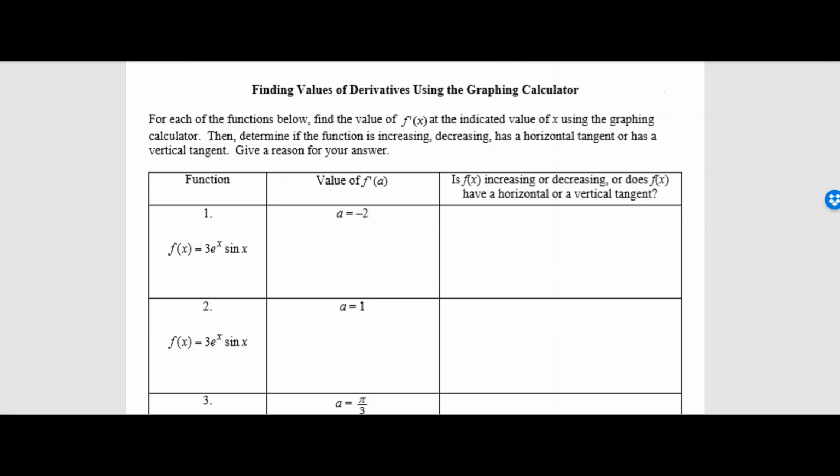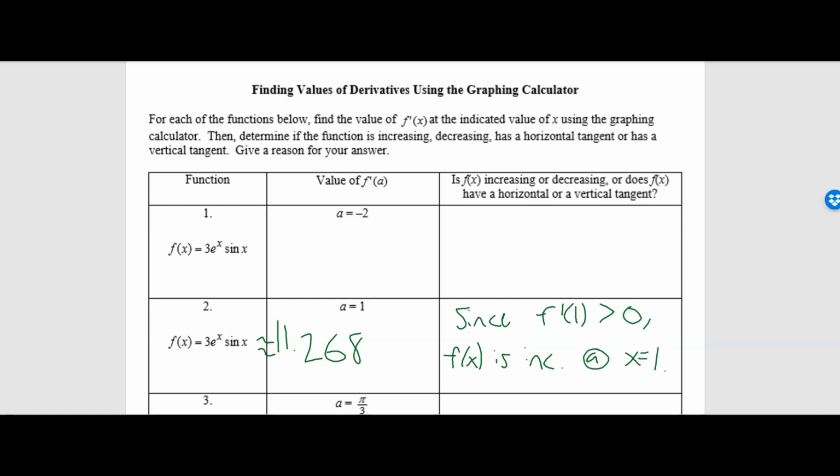So I'm going to come over here. We've got 11.268, again, approximately. And since our derivative is positive, f prime of 1 is greater than 0, f of x is increasing at x equals 1.